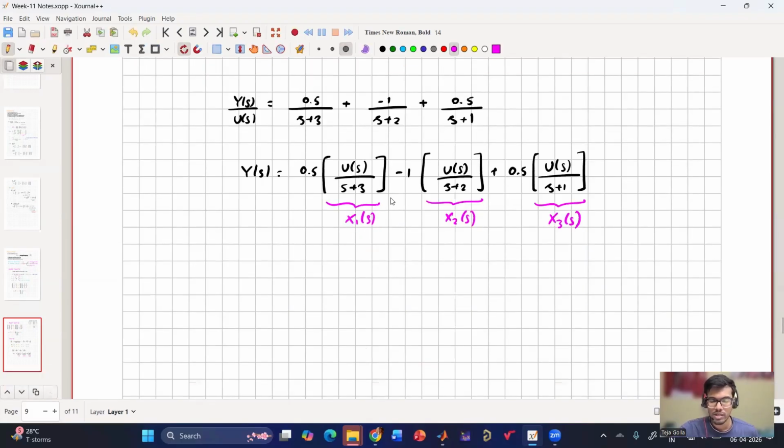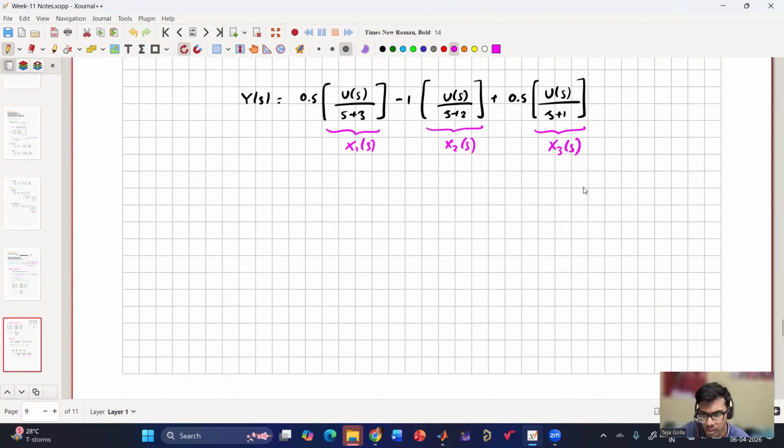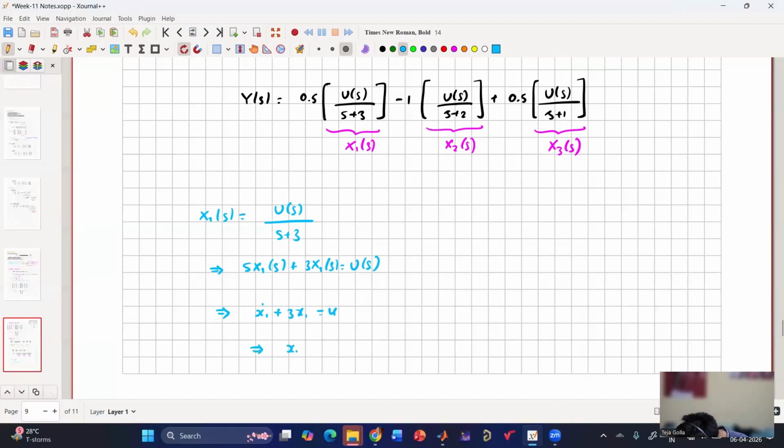So let us solve one by one, but once we solve one, we'll be able to get the other two as well. So kindly notice what I'm doing. My x1 of s is u of s by s plus 3. So now if I cross multiply, I'll get s into x1 of s plus 3 into x1 of s is my u of s. If I do the inverse Laplace transform, I'll get x1 dot plus 3x1 is equal to u. So my x1 dot is equal to minus 3 into x1 plus u.